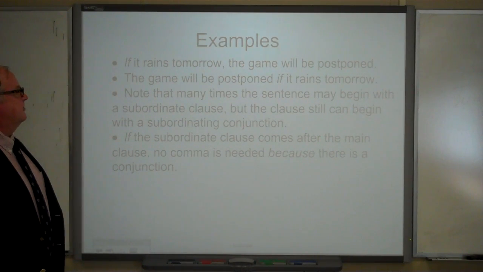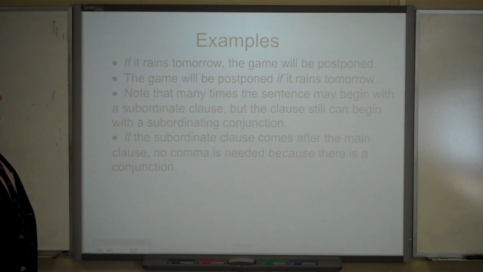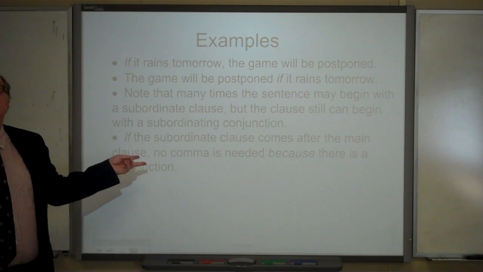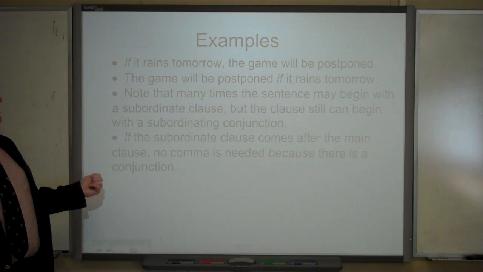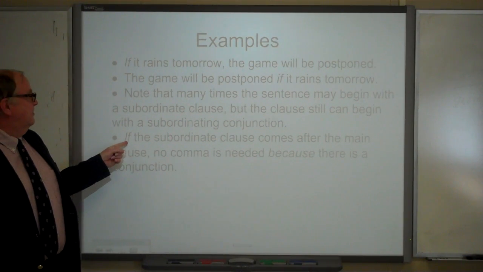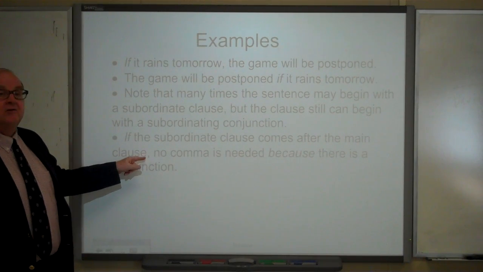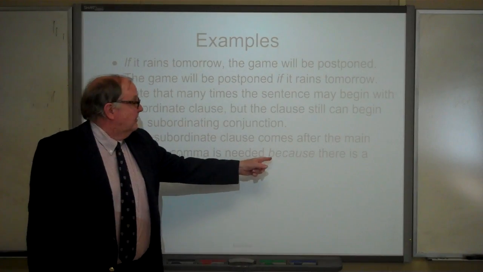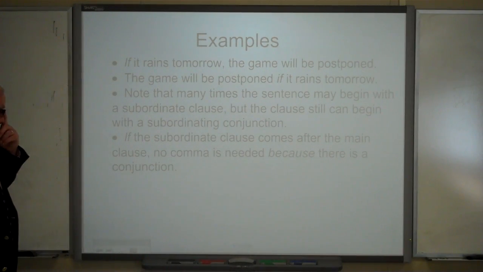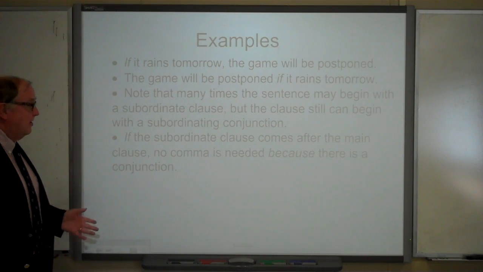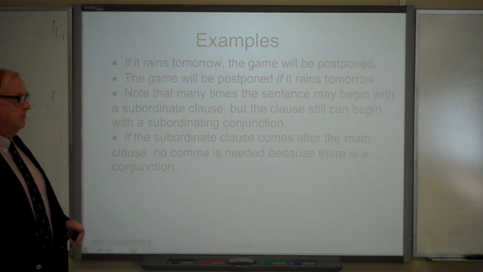So again, if the subordinate clause comes after the main clause, no comma is needed because there is a conjunction. Notice this sentence has two subordinating conjunctions, one before the main clause, the if clause, and that is set off by a comma. However, the second clause, which begins with the subordinating conjunction because, doesn't need a comma because that comes after the main clause.